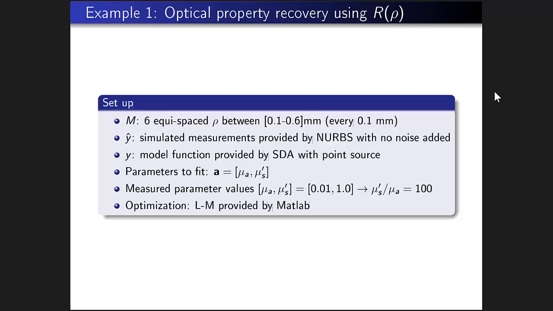In this case, we're going to try to fit that measured data with standard diffusion, with the point source. Standard diffusion's parameters are mu a and mu s prime, so we're going to try to determine those. I know what the measured values are because I'm simulating the measurements, setting mu a to 0.01 inverse millimeters and mu s prime to 1. We have a mu s prime over mu a of 100. We're well within the diffuse regime as far as optical properties go, and we're going to invert and see if we can find these parameters using Levenberg-Marquardt.